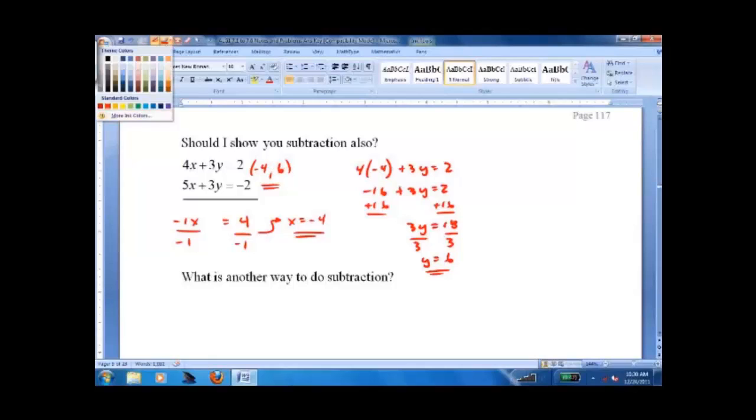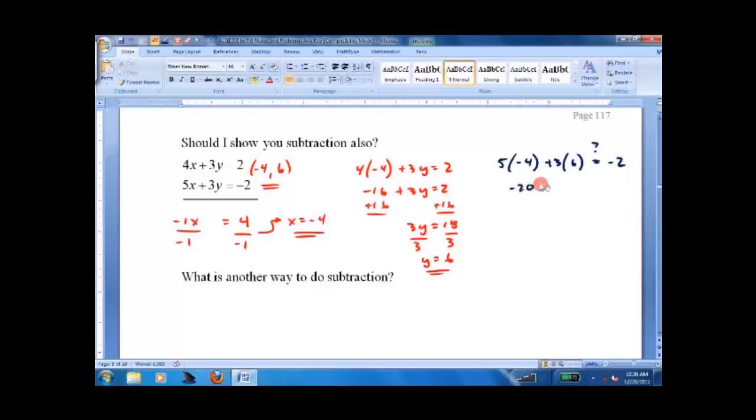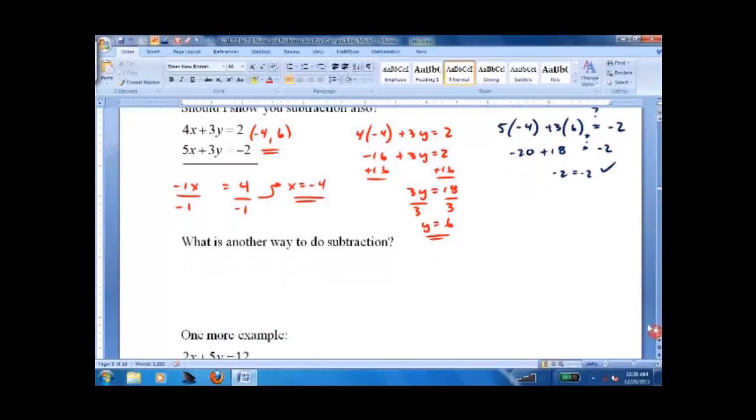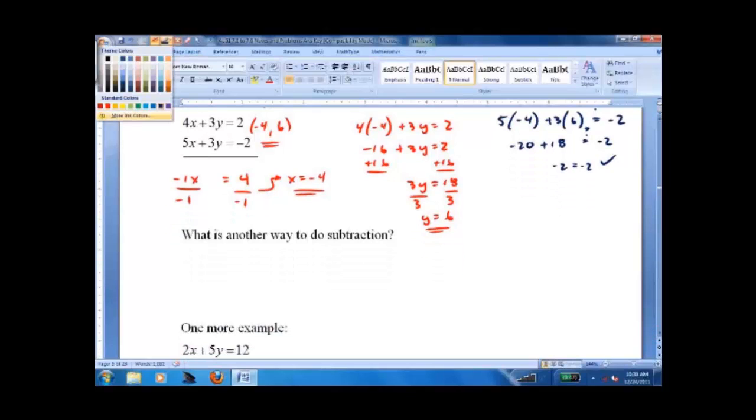Check. In the other equation, 5 times negative 4 plus 3 times 6, negative 20 plus 18, negative 2 equals negative 2. Looks good. Well, another way to do subtraction is what I'd actually recommend. I don't like subtracting. I'll get halfway through the problem and I'll start adding because I forgot that I'm subtracting. So I just like to do adding all the time. Another way to do subtraction is just multiply by negative 1.